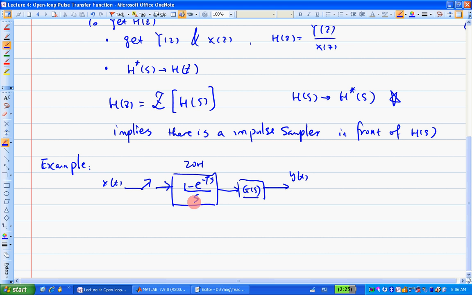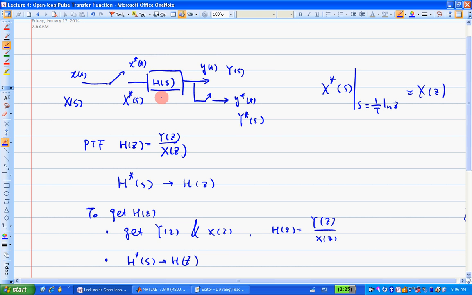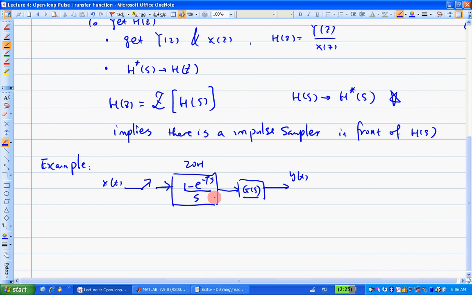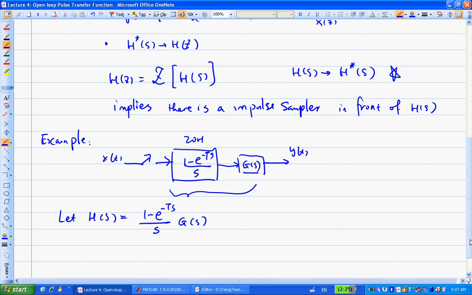So if I compare this block with this block in general, there are two boxes here, but by observing it, there's no sampler between them, so basically these two things are one block. So let's let this H of S equal to this block multiplied by this block. So that's our H of S.